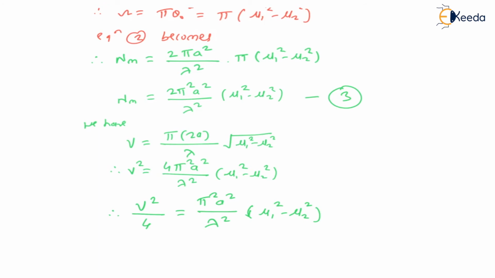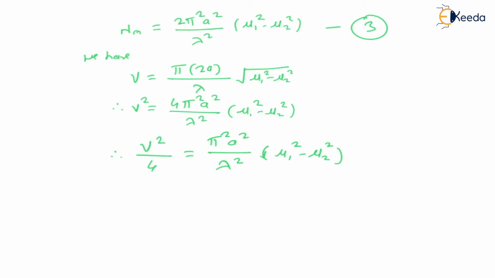Now see, equation number 3 is what? It is Nm is equal to 2 into pi square into a square divided by lambda square into mu1 square minus mu2 square. So here, apart from this 2, for the rest of the term, I can write V square upon 4. So equation 3 becomes Nm is equal to, the 2 term is as it is, and then instead of this whole term, we can write V square upon 4.